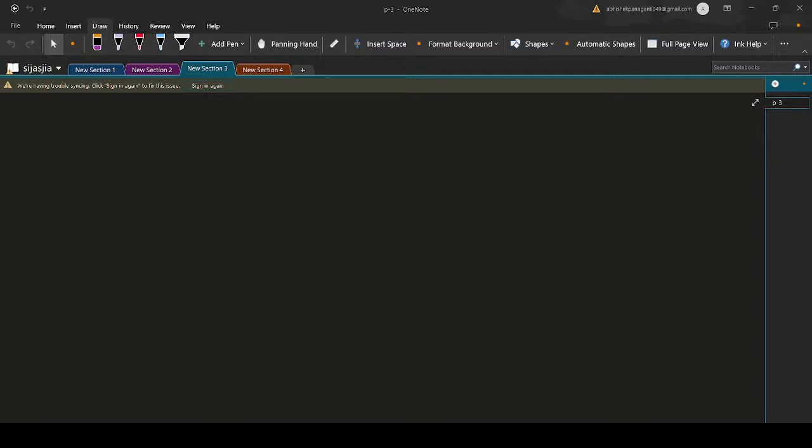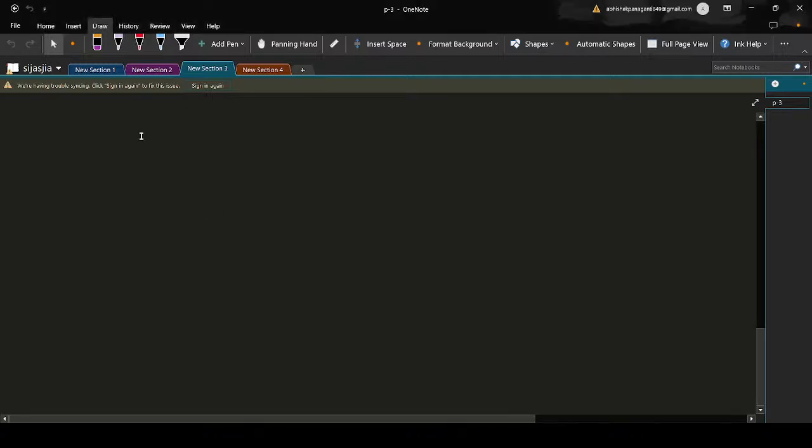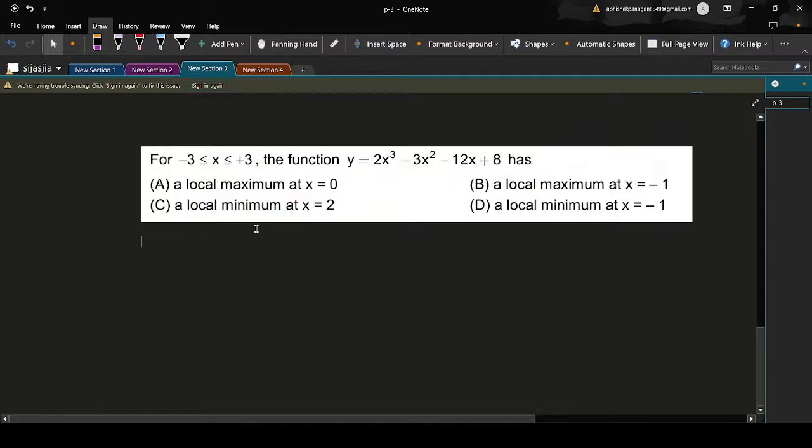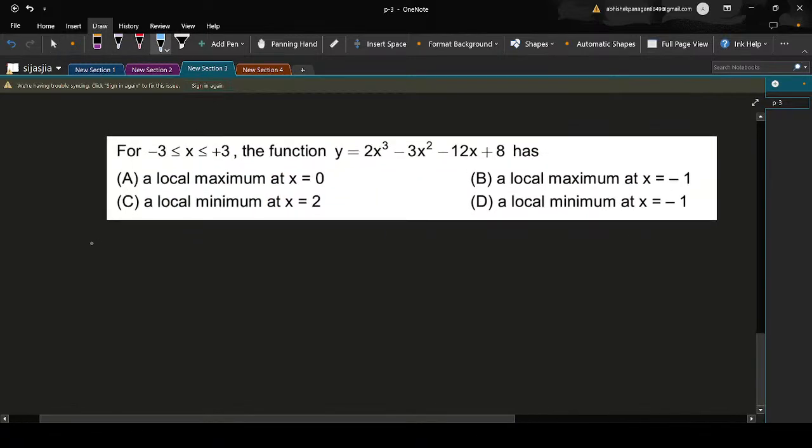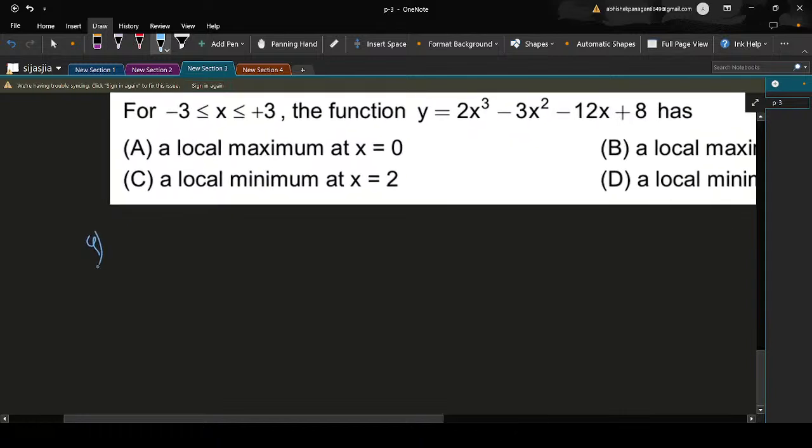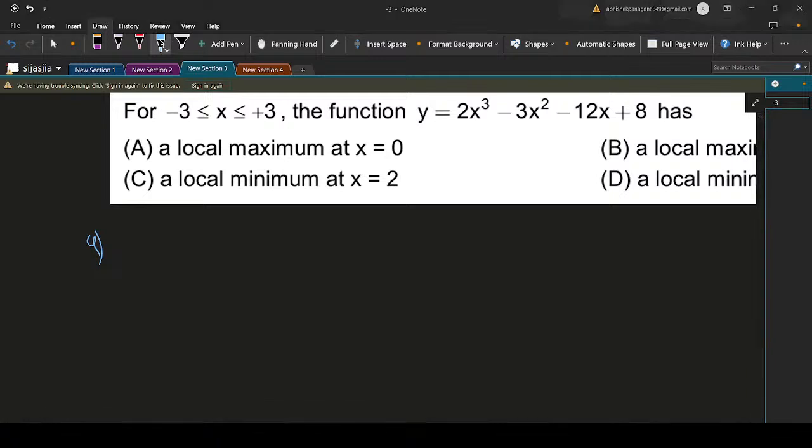Oh wait, can I possibly screenshot this and paste it? Yeah, I can, I guess. Let me try. Yeah, the question's up here. This question goes like, what's the local minimum and maximum of this quantity? All right. So let me just analyze this question really quick.